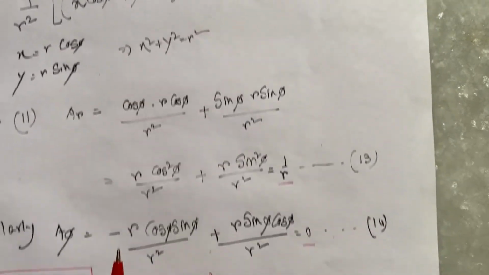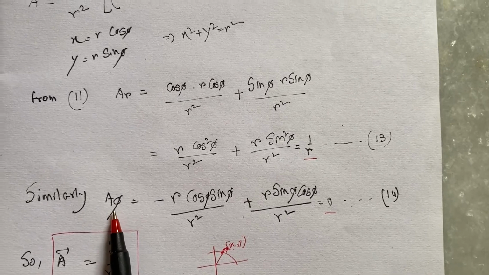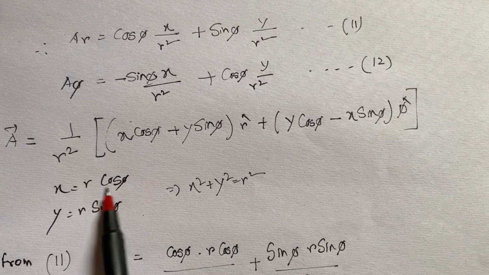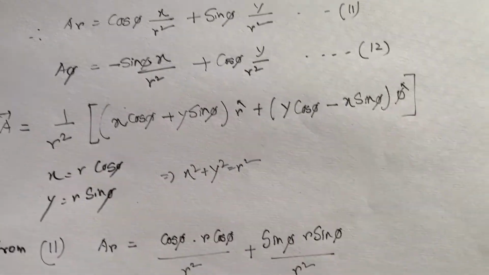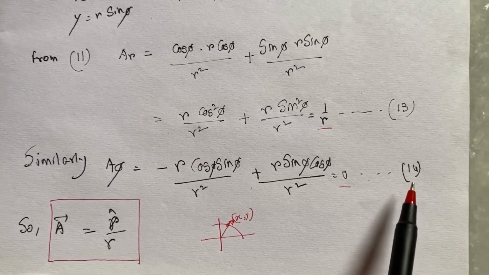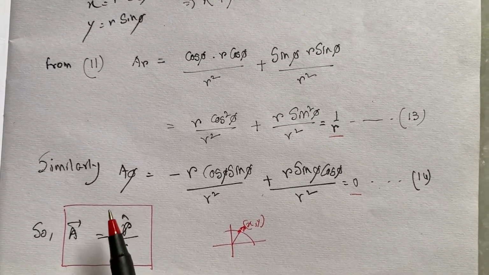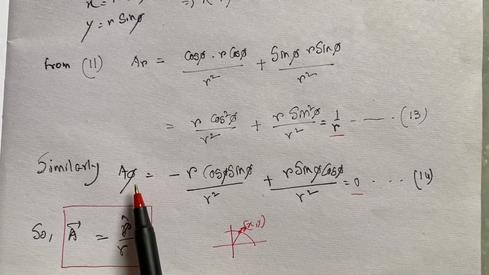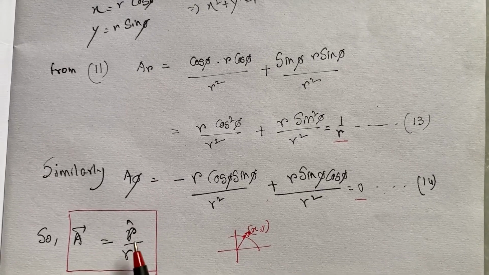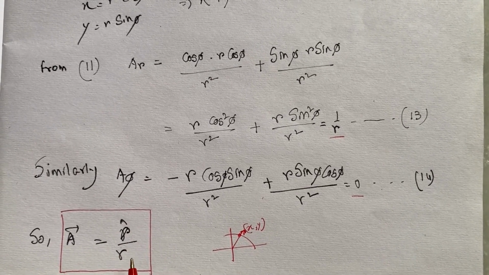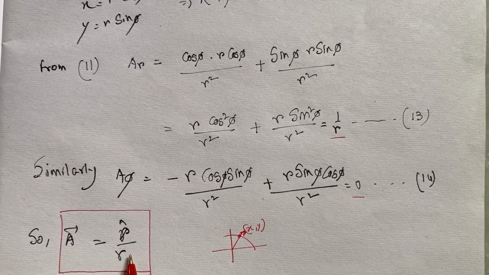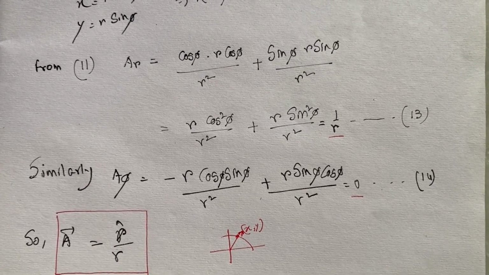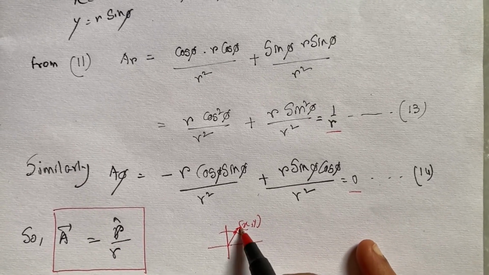This is equation 13. Similarly, if I try to obtain A phi, because A phi is this one, and if I put x equal to r cos phi and y equal to r sin phi here, to obtain A phi I will get 0. This is quite simple. Now what does it tell? It tells that we do not have any component of the vector along the increasing phi direction. We have component along increasing r direction in the cylindrical coordinate system, and that component is given by r hat by r.